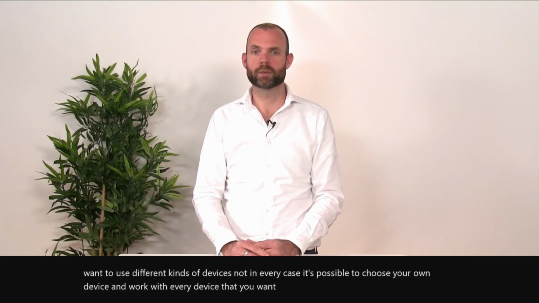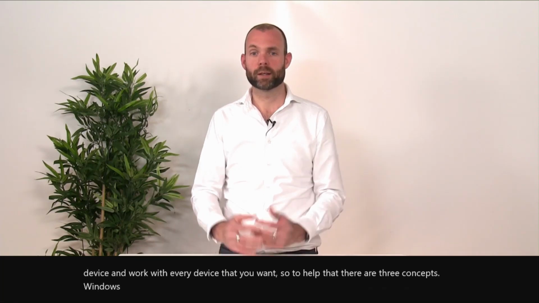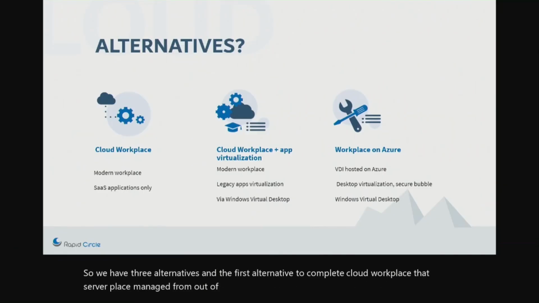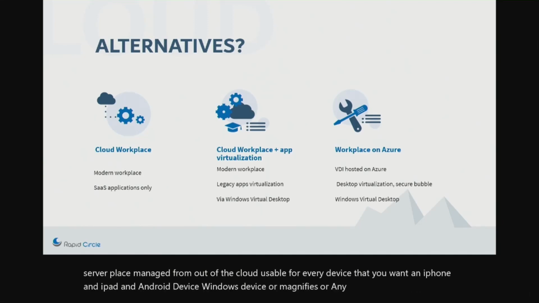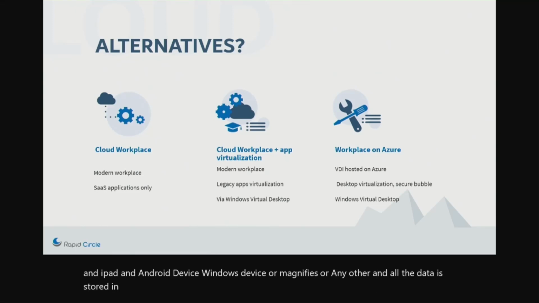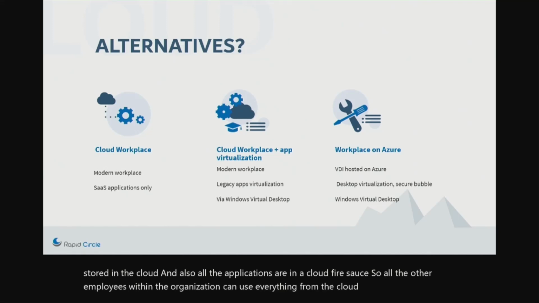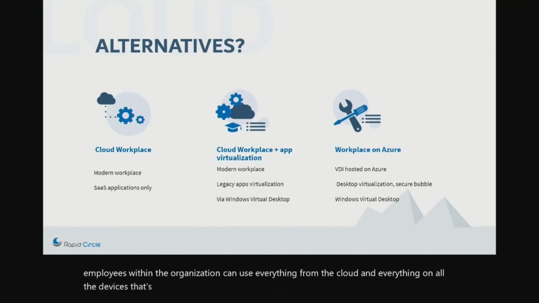So to help with that, there are three concepts with Windows Virtual Desktop that can help to get a better workplace. So we have three alternatives, and the first alternative is the complete cloud workplace. That's a workplace managed from out of the cloud, usable for every device that you want: an iPhone, an iPad, an Android device, a Windows device, or a Mac device, or any other. And all the data is stored in the cloud, and also all the applications are in the cloud via SaaS. So all the employees within the organization can use everything from the cloud and everything on all the devices. That's the end state that a lot of organizations are looking to.